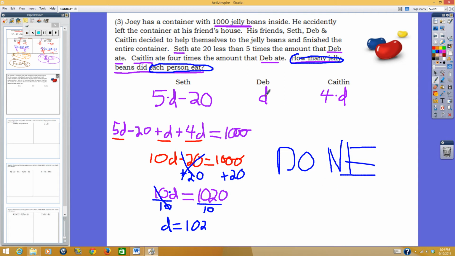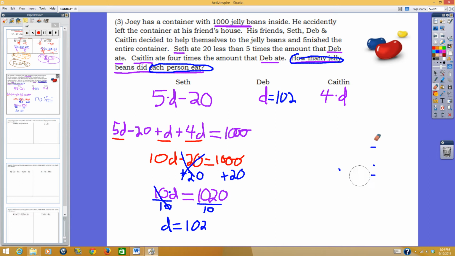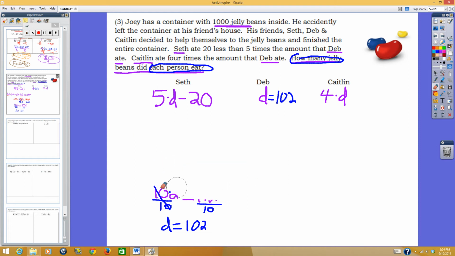We know how much Deb ate. I'm going to write that right here. Deb had 102. We already know that. But now we need to figure out how much Seth and Caitlin had. Let me erase this. We're not done. Alright. So, I'm going to erase all this just so I have a little room to work. But I'm going to leave the fact that we've already figured out that Deb had 102.